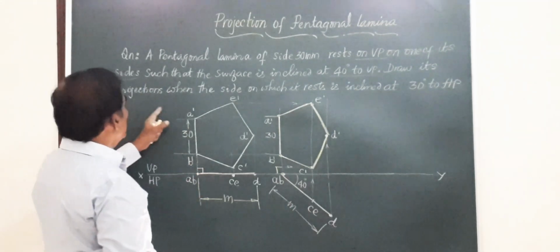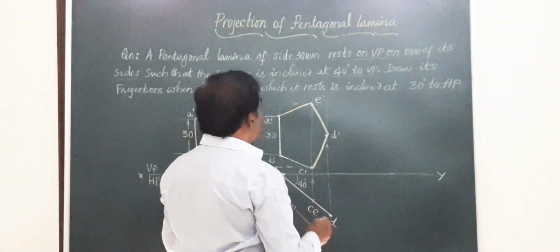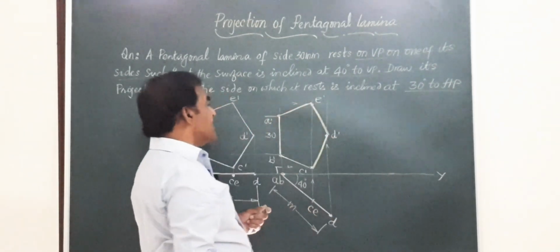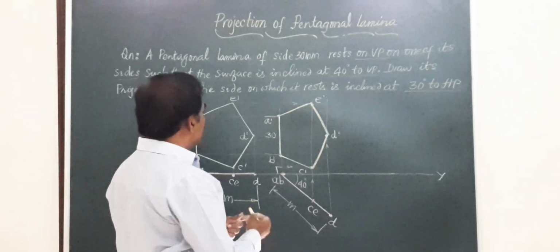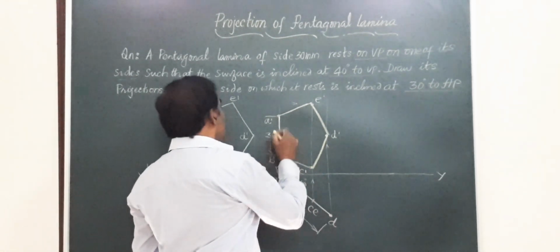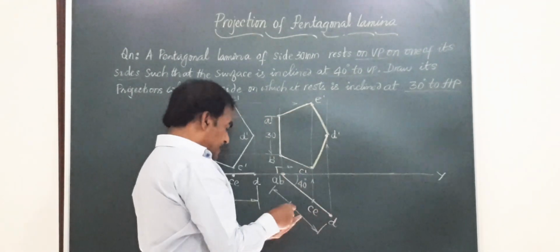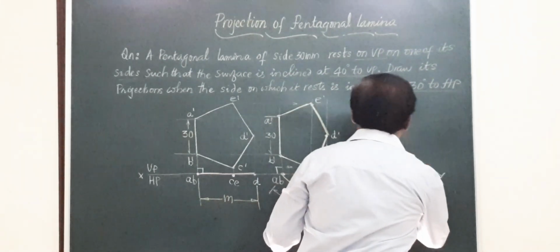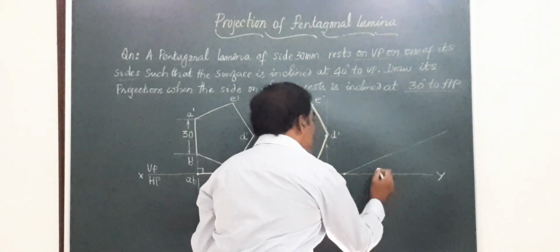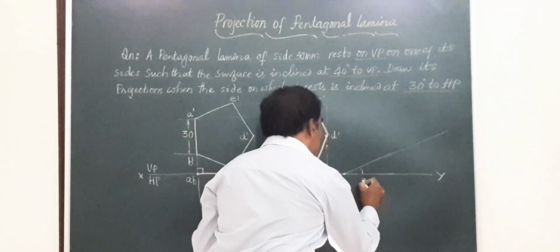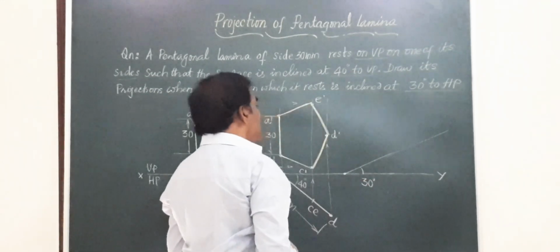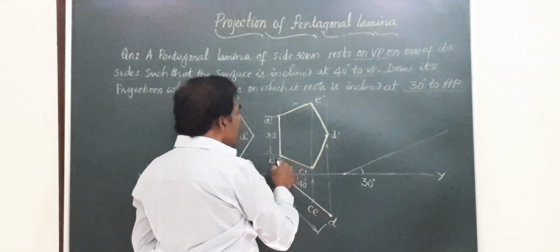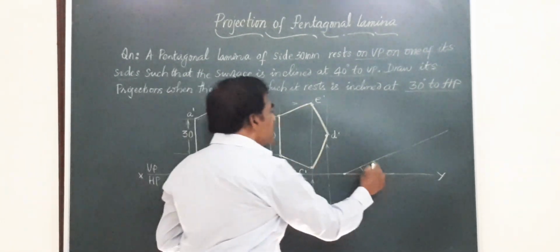And friends, he says, draw its projection when the side on which it rests, that is, it is resting on AB, that has to be inclined at an angle of 30 degrees to HP. Friends, we are left with completing this diagram, taking AB on a line which is inclined at an angle of 30 degrees to HP. So friend, take some point here and draw a line from this point, making an angle of 30 degrees with the HP. So now what we should do, this figure has to be transferred to this line such that this AB which is resting on VP should fall on this.